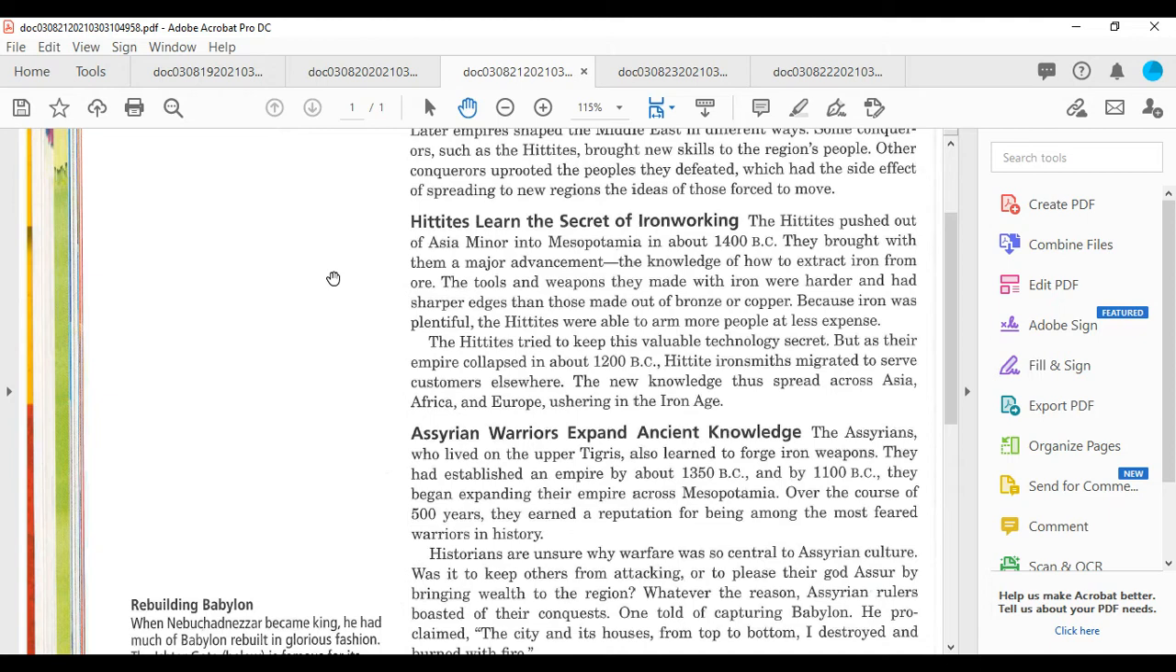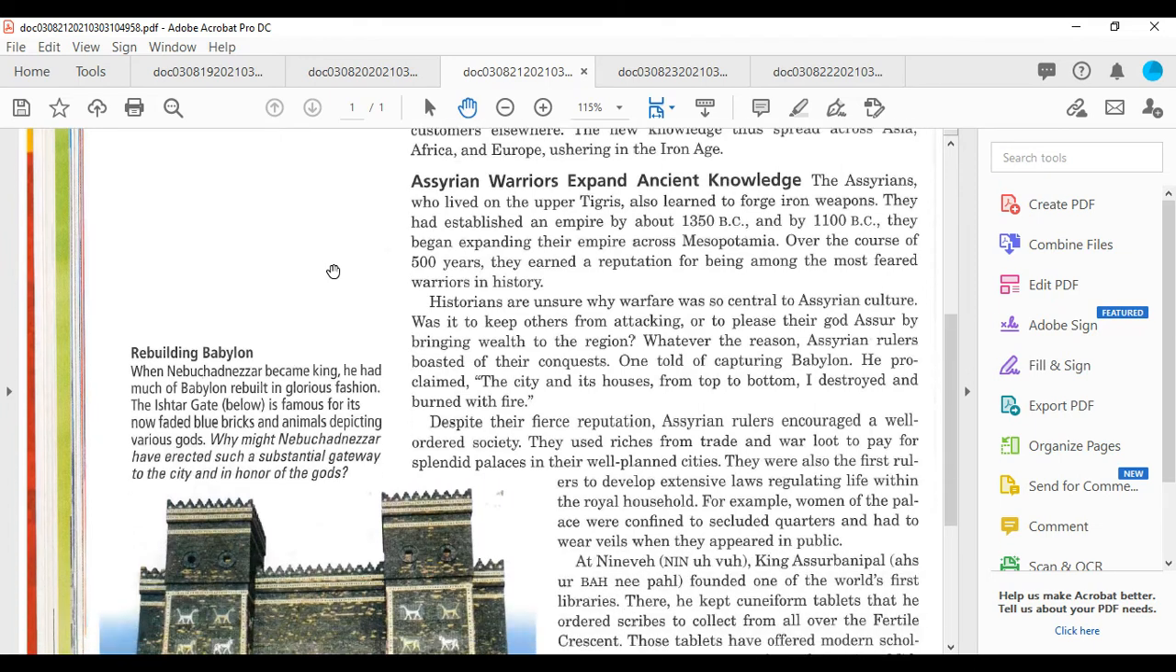The Hittites tried to keep this valuable technology secret, but as their empire collapsed in about 1200 BC, Hittite ironsmiths migrated to serve customers elsewhere. The new knowledge thus spread across Asia, Africa, and Europe, ushering in the Iron Age.